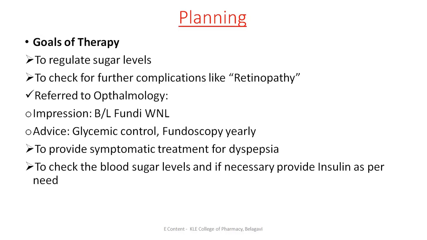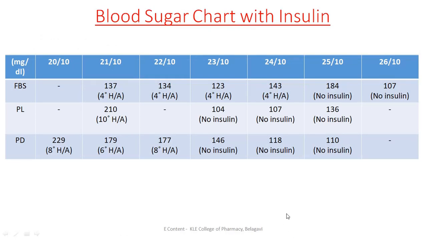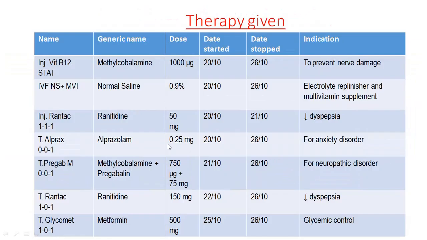Next, to check the blood sugar level, and if the blood sugar level does not come to normal, then insulin is also given to the patient to control the sugar level. The main important investigation we do in diabetes is checking the blood sugar level. At the time of admission, the blood sugar level was high, and at the time of discharge, the blood sugar level was in the normal range. It is all because of the correct treatment given to the patient during the admission.